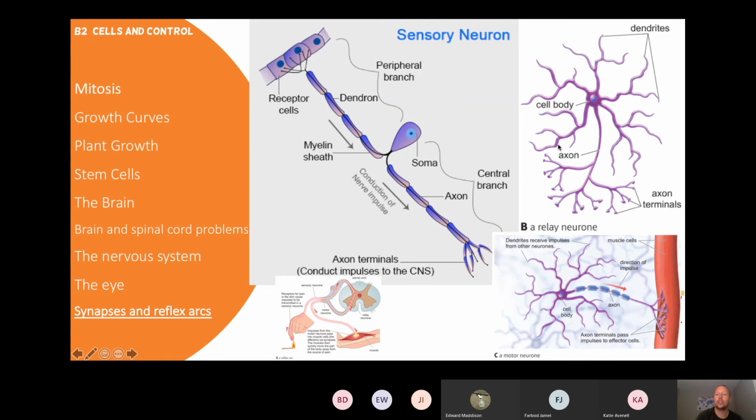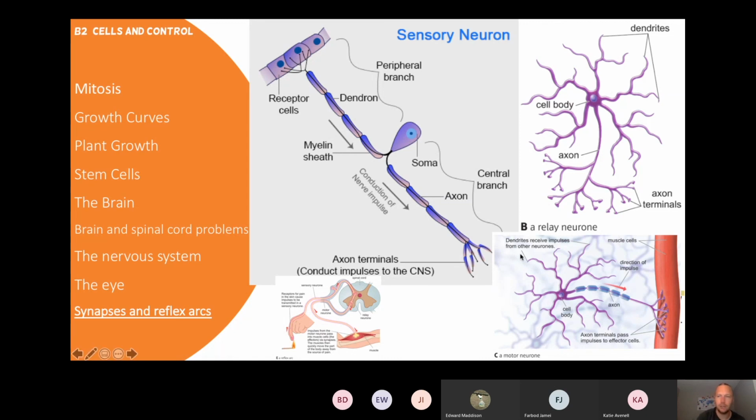Right, next, you have relay neurons. So these are found in the spinal cord, and you've got them in your brain, sorry. What they do is they connect sensory neurons to motor neurons. So they figure out where that information should go. Then your motor neurons, these are connected to either muscles or glands. So they get a nerve impulse and either make a muscle contract or a gland release a hormone.